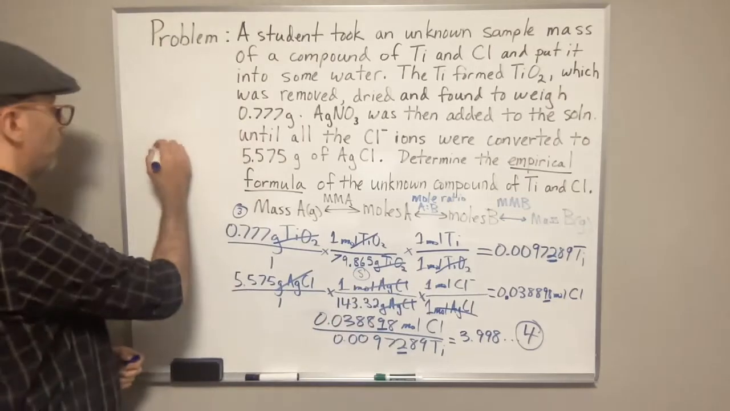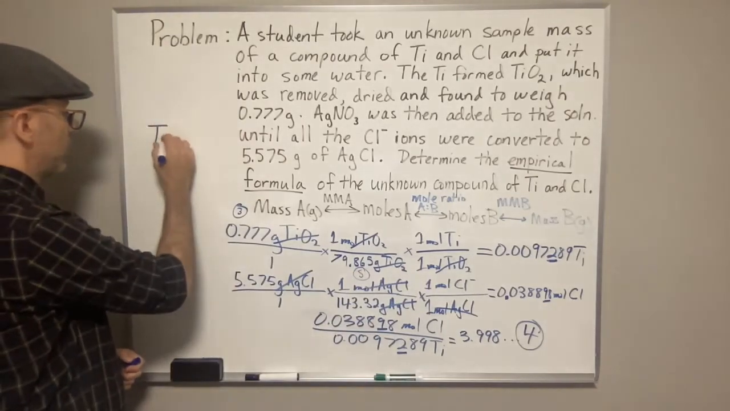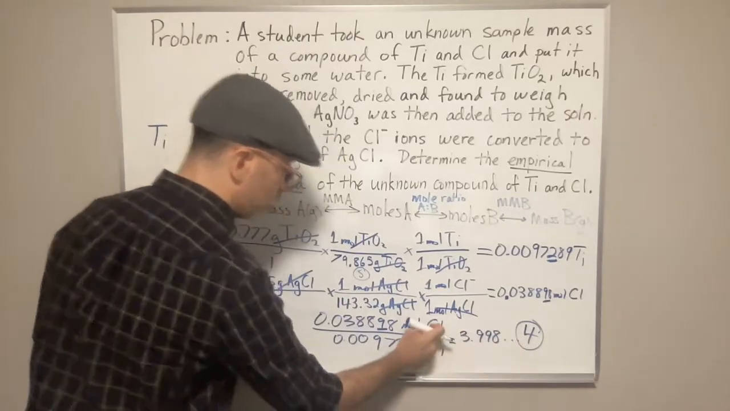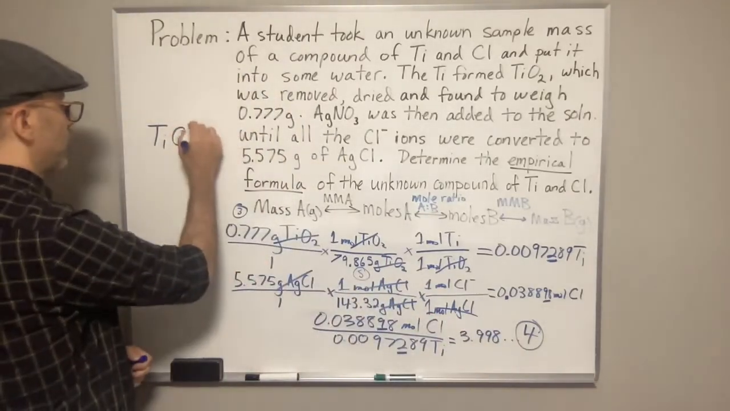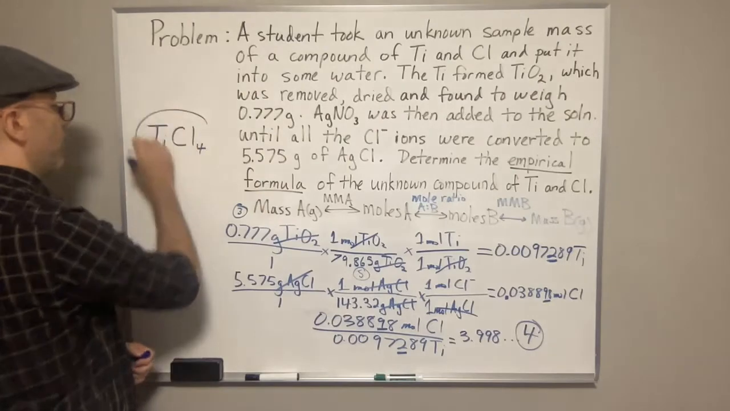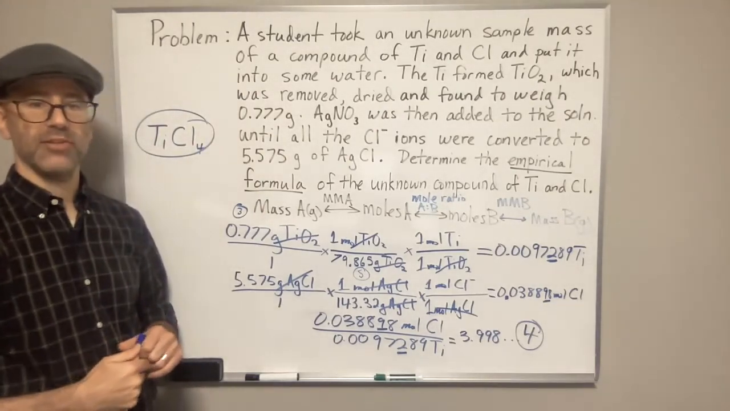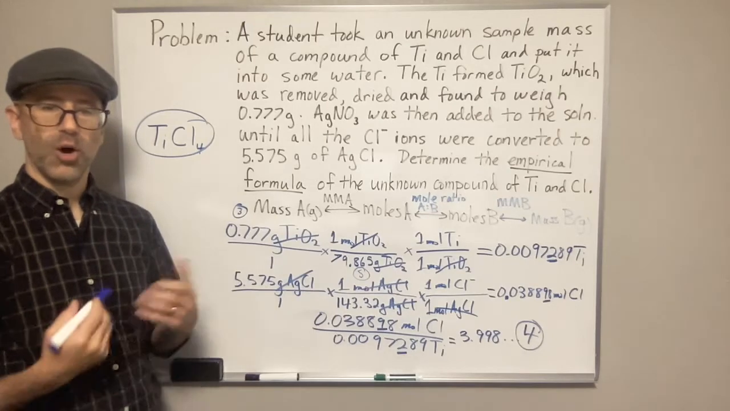So the empirical formula would then be Ti. So for every 1 Ti, we get 4 chloride ions. So Cl4. That's going to be our empirical formula. So TiCl4.